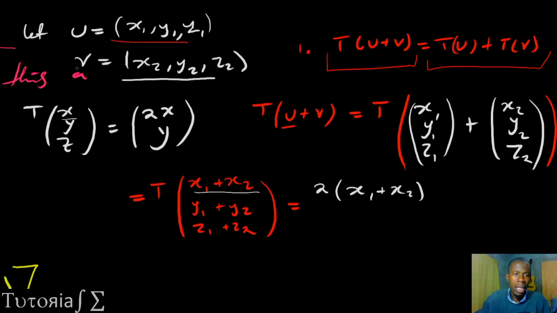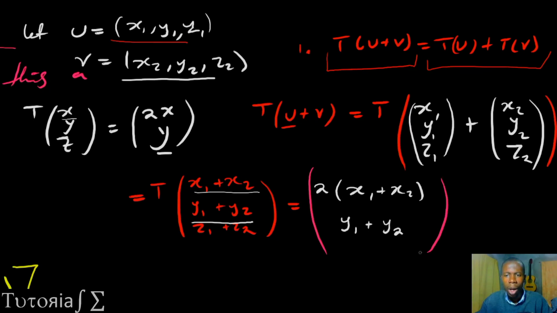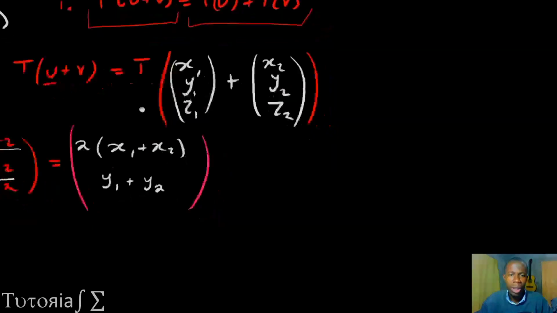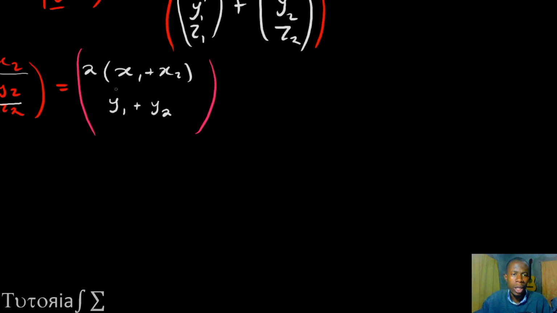Then you get the y part. In our case, the y part is y1 plus y2. Okay, so we can close that like that. Now we can distribute the 2 here.